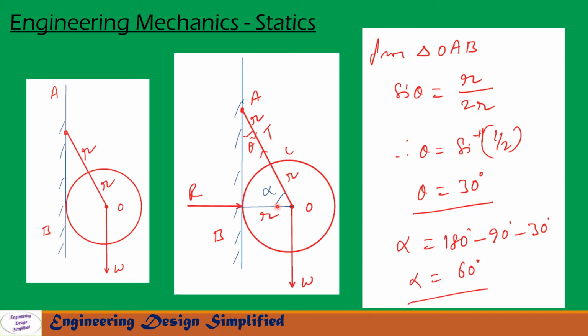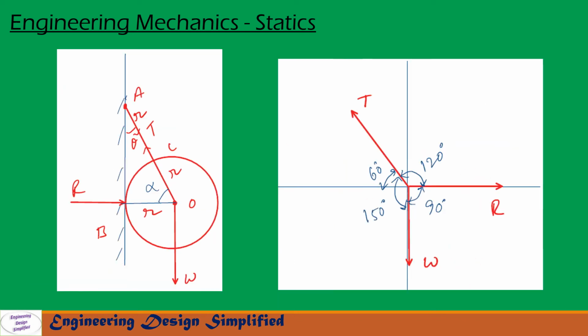From this triangle, we know that the total angle is 180 degrees. So alpha can be written as 180 minus 90 minus the angle we have just calculated, that is 30, so alpha equal to 60 degrees. Now let us represent these forces and reactions on the XY plane.